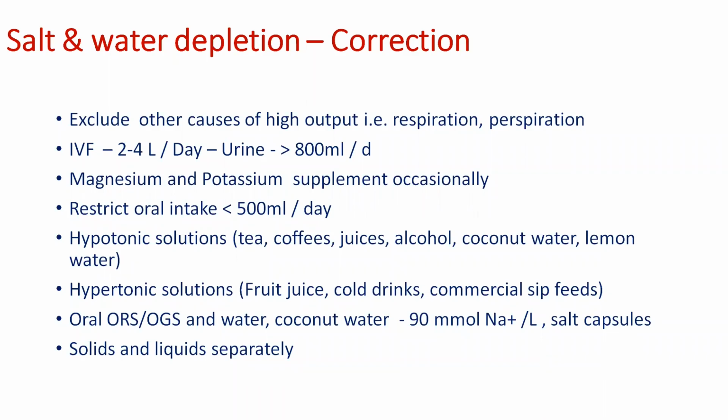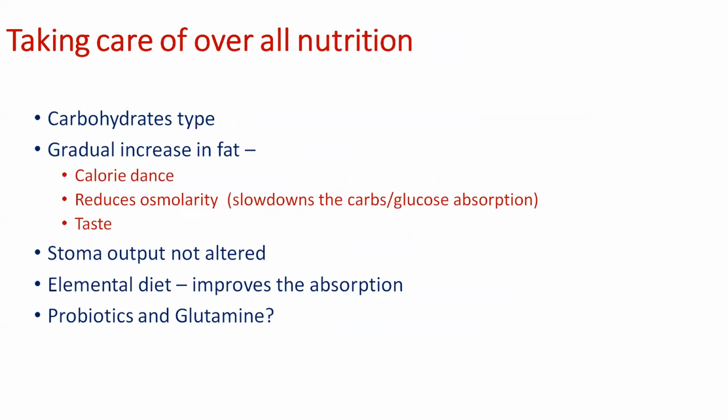Hypotonic solutions like tea, coffee, juices, alcohol, coconut water, lemon water need to be considered and can be allowed to the patient if the fistula output is normal, up to 1000 ml. So hypertonic solutions need to be restricted. ORS and 1 glass solution, like I told you earlier, and solids and liquids separately, so that may not increase the mortality and the fistula output.